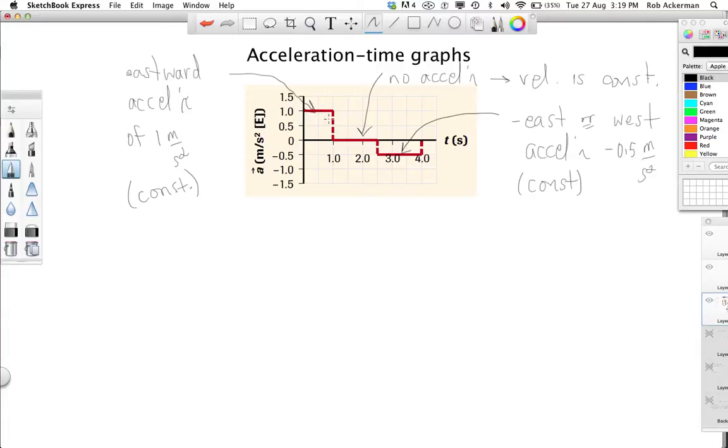And so now we're going to talk about the calculations. There's no slope calculation that we're ever going to perform on these. The only one that we do is area. So what does the area represent? If you remember from grade 11, the area, once again, between the graph and the time axis represents not velocity, but the change in velocity.